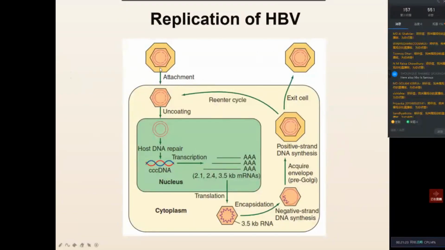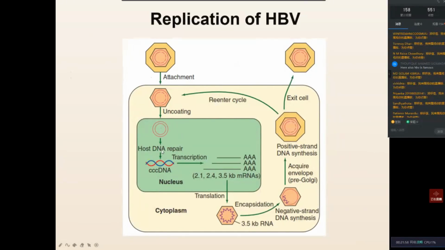First, the virus attached to the cell. Well, this is a liver cell. And after entry to the cell, there is uncoating. So it releases its genome to the intracellular part, and then further transport to the nucleus part. Because this is a DNA virus, we talked about DNA virus before. And for DNA replication and DNA transcription, the DNA genome needs to get into nucleus.